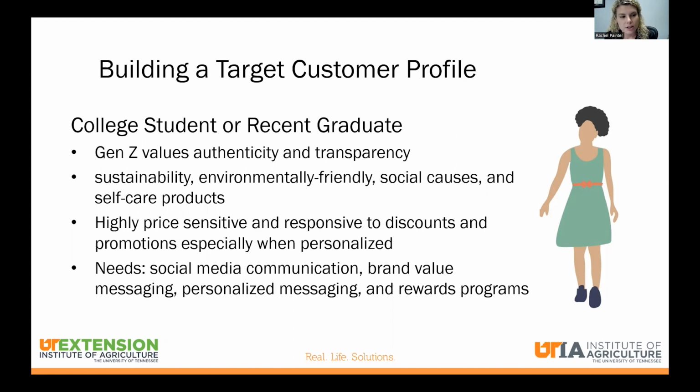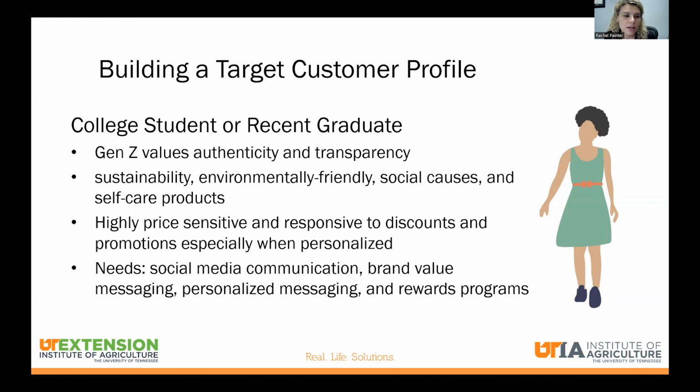So again, how can you share about self-care with flowers? Look up all kinds of different studies about how flowers boost your mood and make people happy. There's tons out there. There's one from Harvard, and that is a great way to share with your Gen Z customers specifically about how you can promote self-care, sustainability, social causes, and be authentic and transparent with them at the same time. They are, however, highly price sensitive.